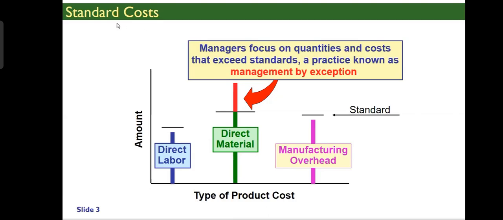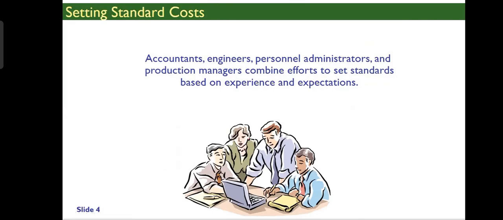And what is the standard setting process? Who sets the standard? You should remember that standards are not set by one person in a company. Standards are set by a team like accountants, engineers, administrators, production managers, everyone together. The production manager will say I need 2 kilograms of raw material, then procurement will tell the price of the 2 kilograms. Similarly, the production manager will say I need 5 hours of labor, then the HR department will say what is the cost of five labor hours. So everybody together sets standards.